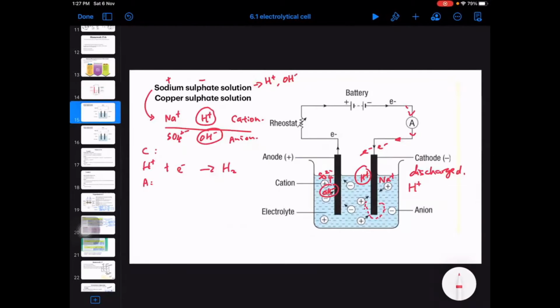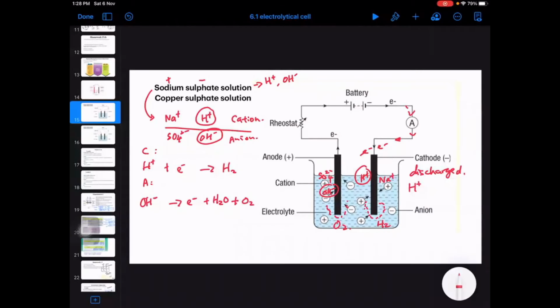Okay, hydroxide ion. How does it lose the negative charge? This negative here means that it has an extra electron. So if it has an extra electron, what you need to do is just throw away this electron. So it will throw away one electron. When one electron comes off, it becomes H2O, water, and also oxygen gas. So what you will see is also gas bubbles, and that is oxygen gas.